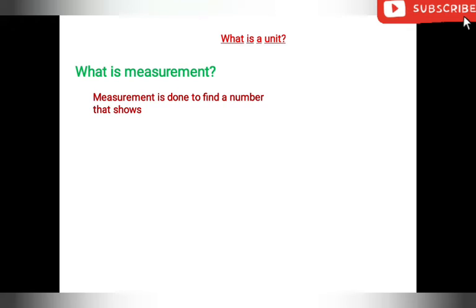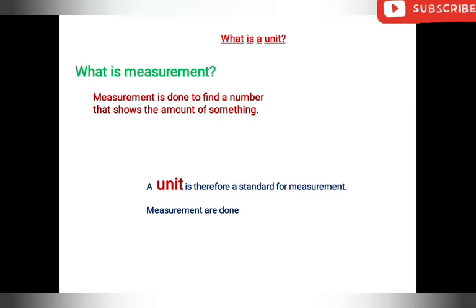But before then, let us take a look at the meaning of measurement. Measurement is done to find a number that shows the amount of something. Hence, we can define what a unit is. A unit is therefore a standard for measurement. Measurements are done using units. You take measurement using standard units and convention.